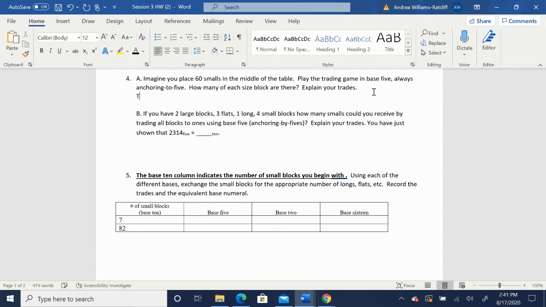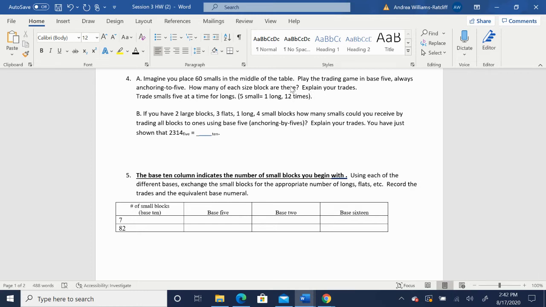Okay, so let's start out. The first thing I would do is trade smalls 5 at a time for longs. Okay, so what does that mean? 5 smalls equal 1 long, and I would do this 12 times. Okay, why 12? Because if I pulled out 5 at a time and I started with 60, it would take me 12 times to trade them all to longs.